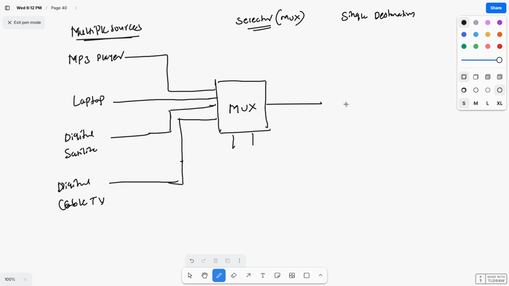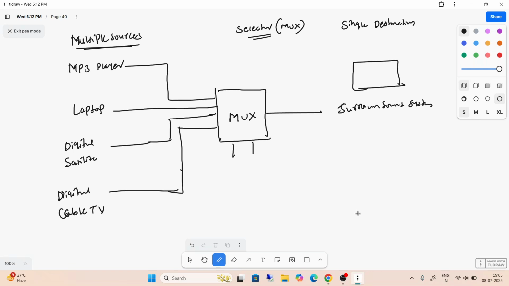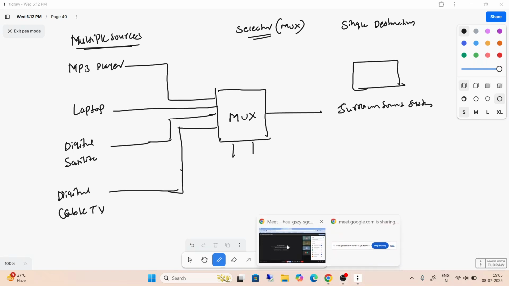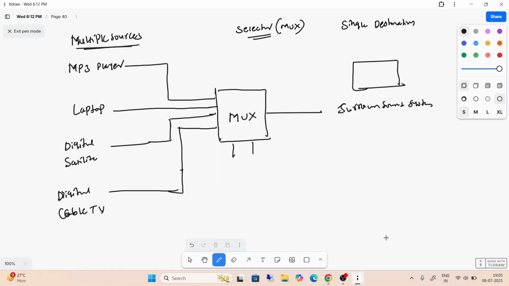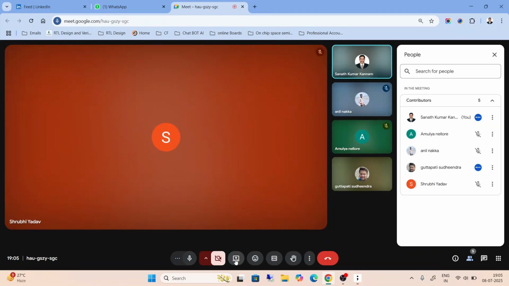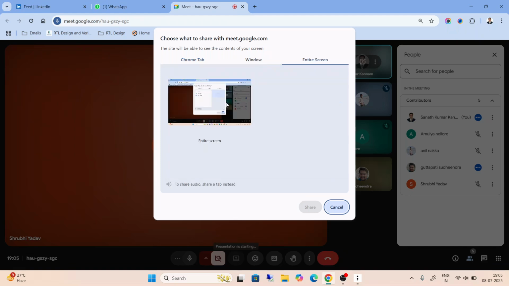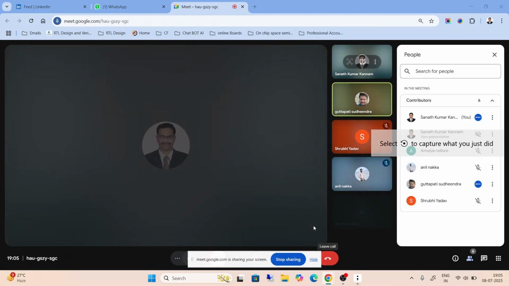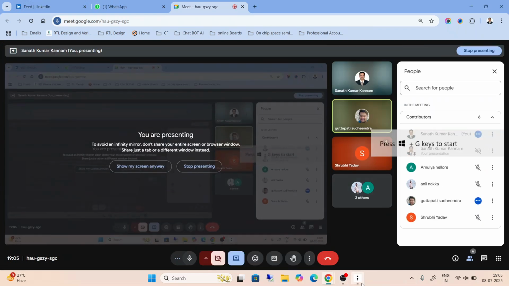Suppose a surround sound system is there. I want the sound from all this. It is not visible. Screen not visible. One second. Wait. Now is it visible? I will stop sharing and share again. Now is it visible?